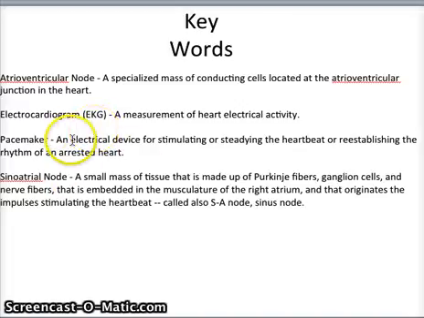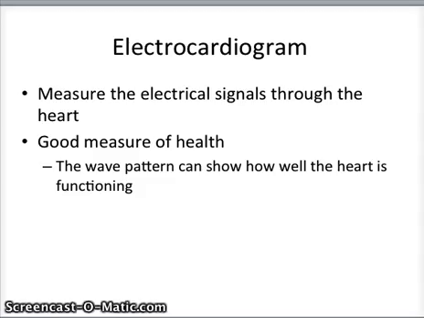And then there's a pacemaker, which many of you have probably heard of, that kind of takes the place of the sinoatrial node, but it's a man-made product. So if this is not working, the pacemaker will take over. So that's what you're gonna learn about, and I'll go a little bit more into that.